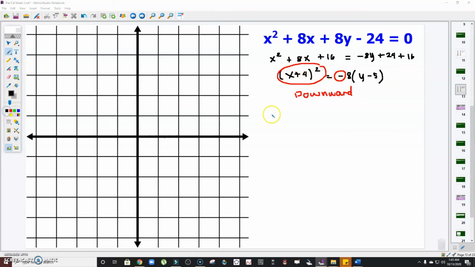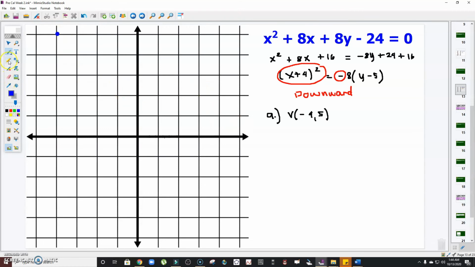From there, we can now get what we need. For the vertex, all you have to do is reverse the signs. So that will be negative 4, positive 5. If we can locate it, that's better. Let's locate it right away. Negative 4, 1, 2, 3, 4. 1, 2, 3, 4, 5. So it's here. Okay, right. So, the parabola is around there.